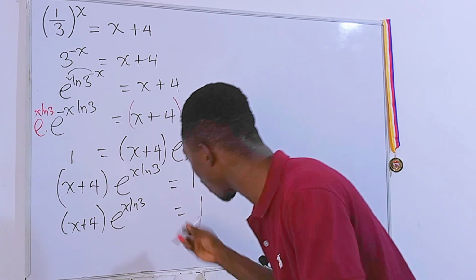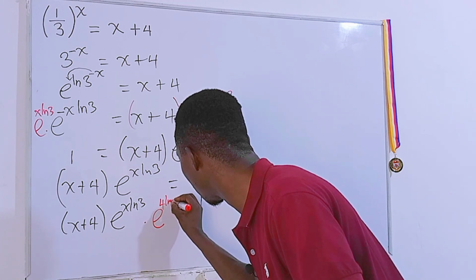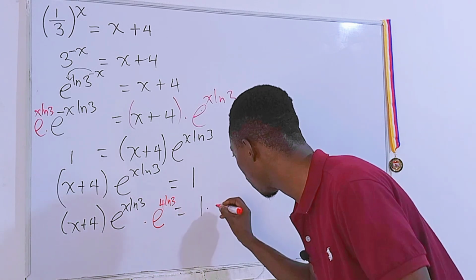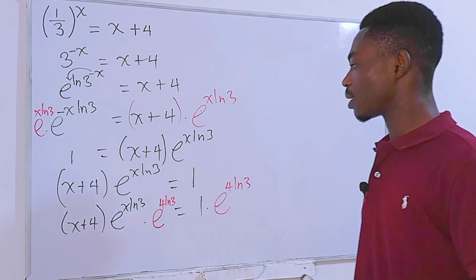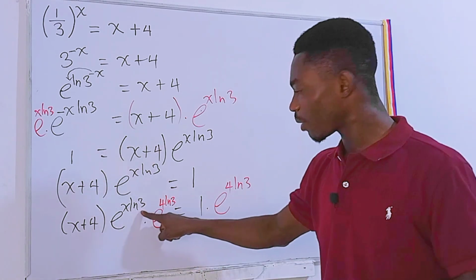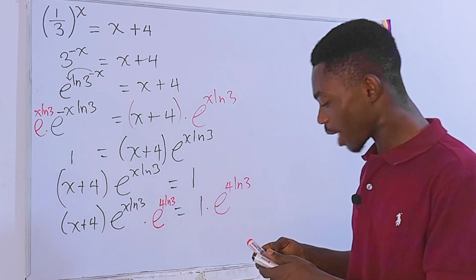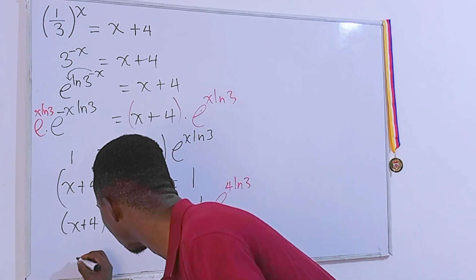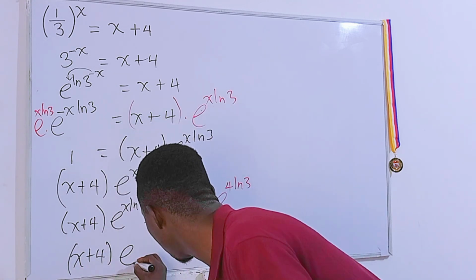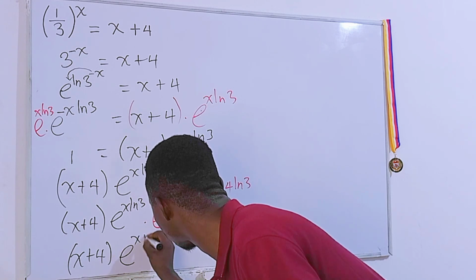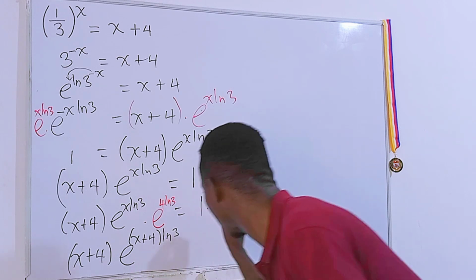But I'm going to multiply this one right here by e to the power 4 ln of 3. And remember, whatever you do to the left, you must do the same thing to the right. Now, the reason is that we have ln of 3 here, ln of 3 here. We can actually factor it out, so that, in fact, you have x plus 4 times e to the power x plus 4. Then we are going to factor out ln of 3 just like this.